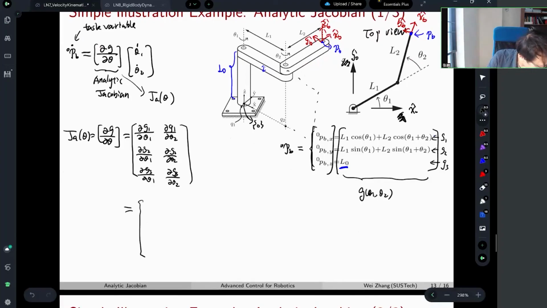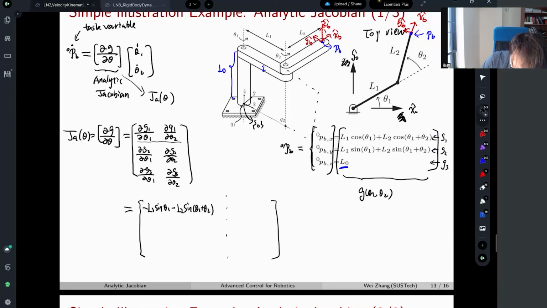Let's pick one entry to compute. Let's say we only compute the first row. Partial G1 theta 1: you get negative L1 sine theta 1 times theta 1 dot. And the second term also depends on theta 1, so we have negative L2 sine of theta 1 plus theta 2 times theta 1 dot. Overall, you can factor out theta 1 dot, so what we have is negative L1 sine theta 1 minus L2 sine of theta 1 plus theta 2. This whole thing is the first row, first column, times theta 1 dot, right? The second one is times theta 2 dot. And with respect to theta 2, that's negative L2 sine of theta 1 plus theta 2.